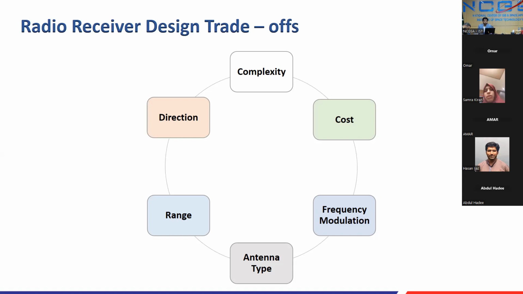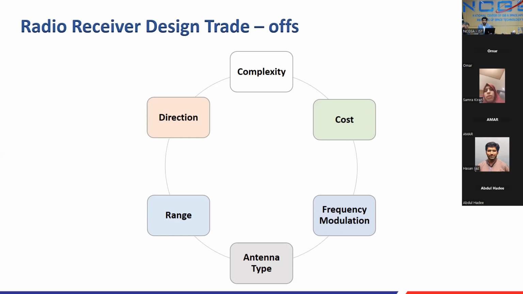Then, is there any frequency modulation, or are you only interested in the amplitude? That is also an important aspect, which receiver design would fit which application. Then particularly the antenna type. If you have a receiver, you need high, low noise performance.